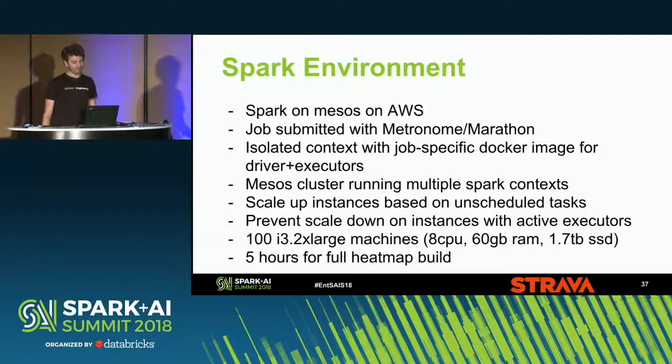And then for the heat map itself, I've been running it on a cluster of around 100 instances, and it takes something like 5 hours. Keep in mind that's for 5 different layers, so you have to do almost the same thing 5 times, where each time you're filtering to different types of activities.